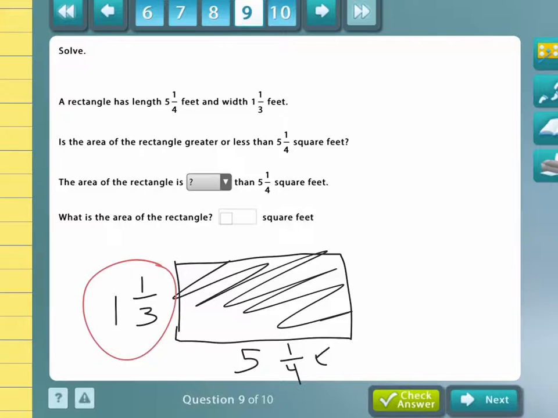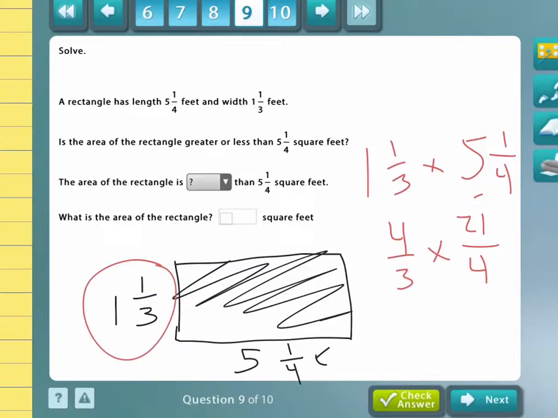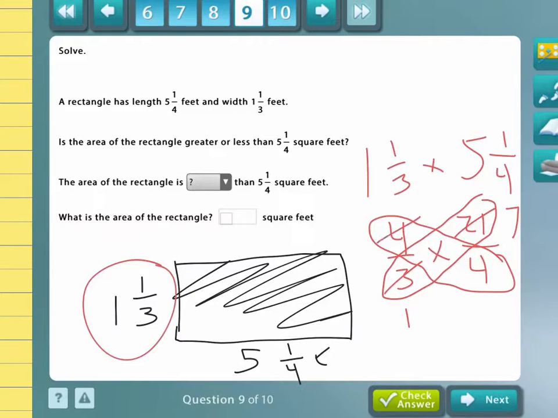Now we have to figure that out by multiplying 1 1/3 times 5 1/4. Let's use the improper fraction method. This turns into 4/3, and this turns into 21/4. I see a slash here because 21 and 3 have a factor of 3. I can divide this by 3 to get 1, and this by 3 to get 7. And I see a double slash because I can divide this by 4 to get 1, and this by 4 to get 1. So I end up with 7 wholes when I multiply across. So the answer is going to be 7 square feet.